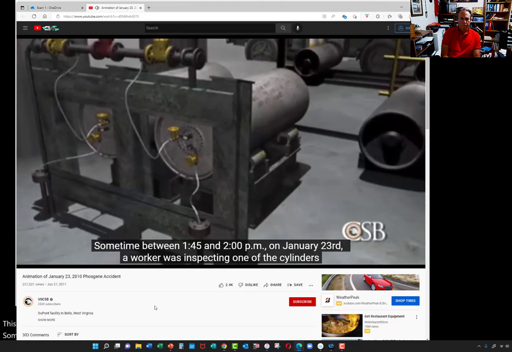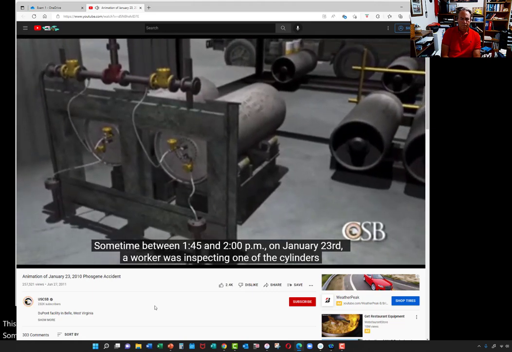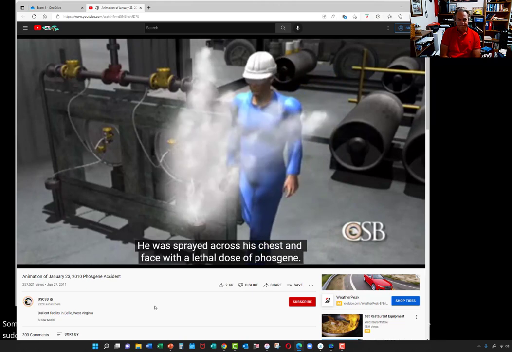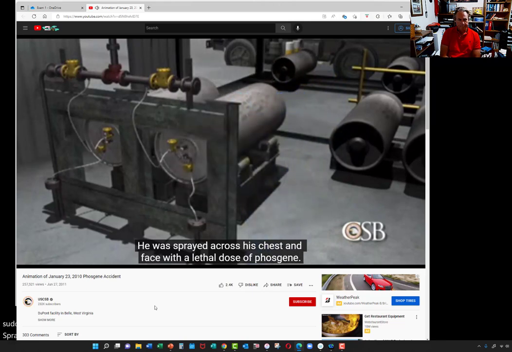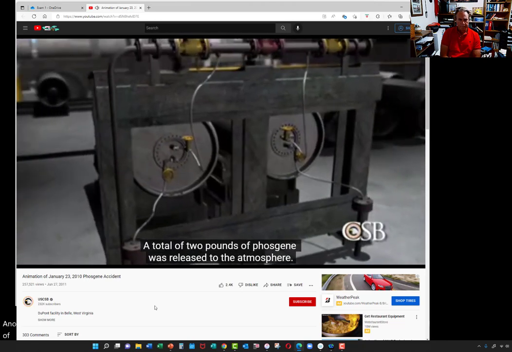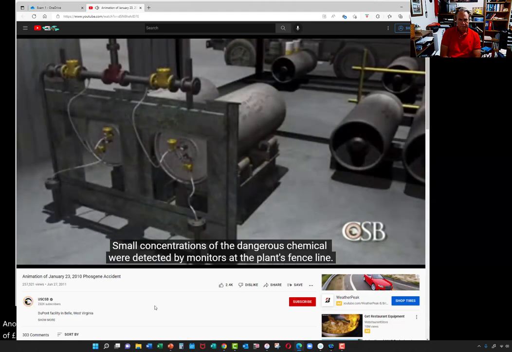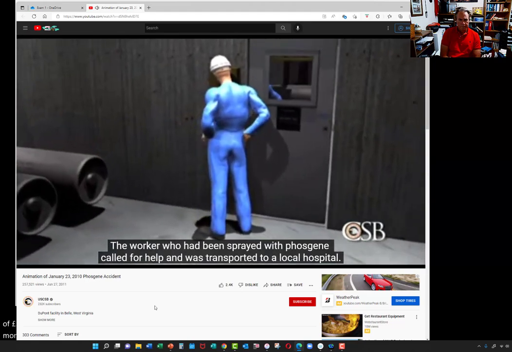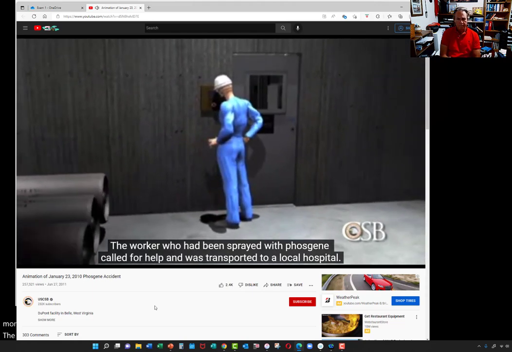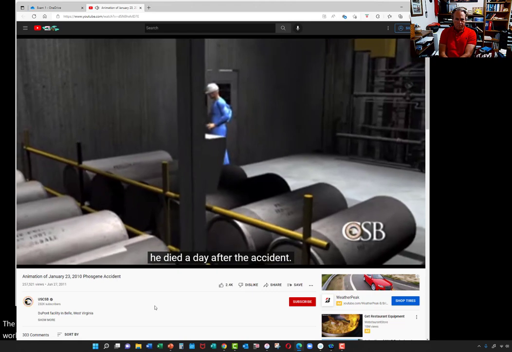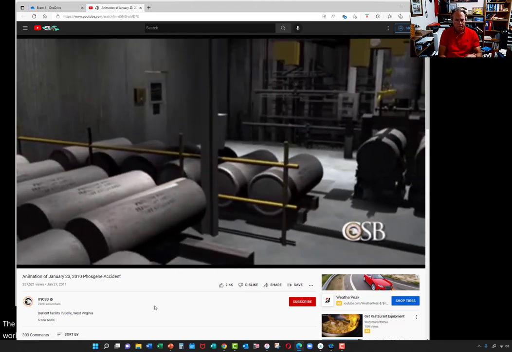Sometime between 1:45 and 2 p.m. on January 23rd, a worker was inspecting one of the cylinders when the pressurized hose suddenly burst. He was sprayed across his chest and face with a lethal dose of phosgene. Another worker was exposed to the deadly gas, and a third was potentially exposed, but neither reported any symptoms. A total of 2 pounds of phosgene was released to the atmosphere. Small concentrations of the dangerous chemical were detected by monitors at the plant's fence line. The worker who had been sprayed with phosgene called for help and was transported to a local hospital. 4 hours later, the worker's condition began to deteriorate rapidly, and despite medical treatment, he died a day after the accident.